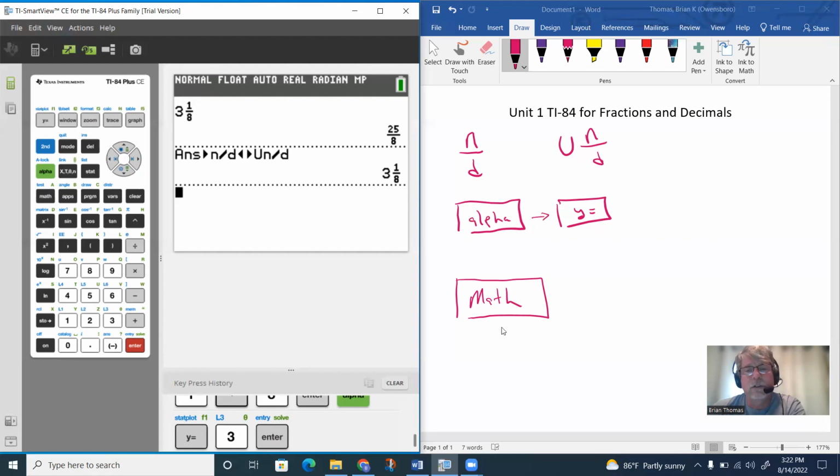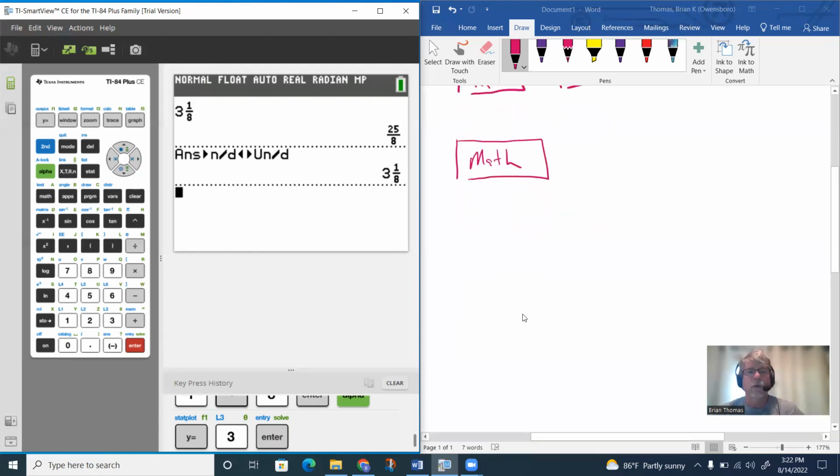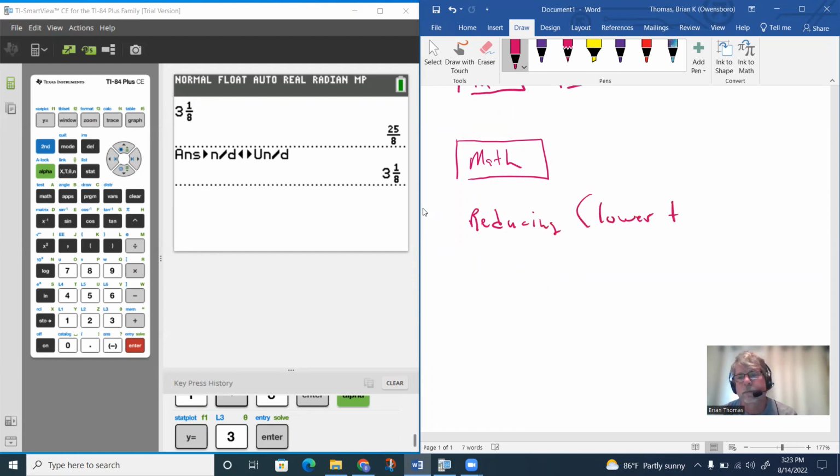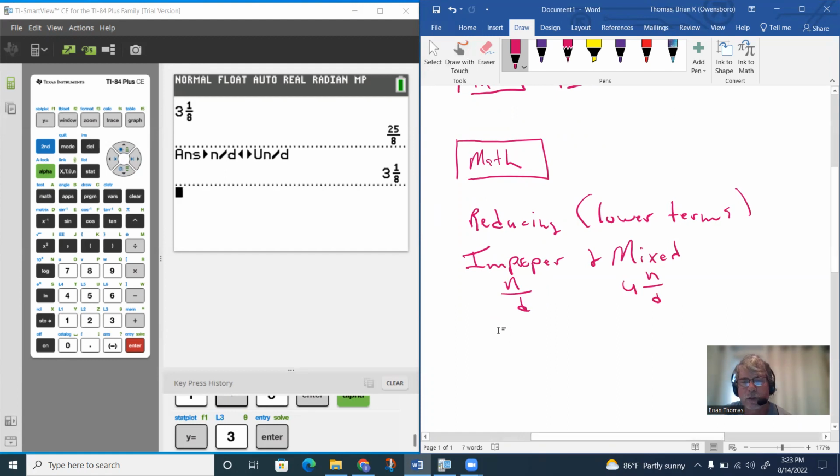So where can these keys be useful? So again, one way is reducing. That's one good way this can help us. So that's what we call lower terms. It also can go back and forth between improper and mixed. Remember, improper is just the numerator denominator, that's the N/D button. But mixed is more of this U/D format. You're looking for that key. So it can go back and forth between those.